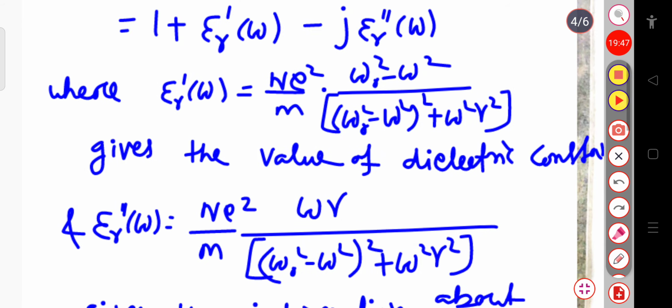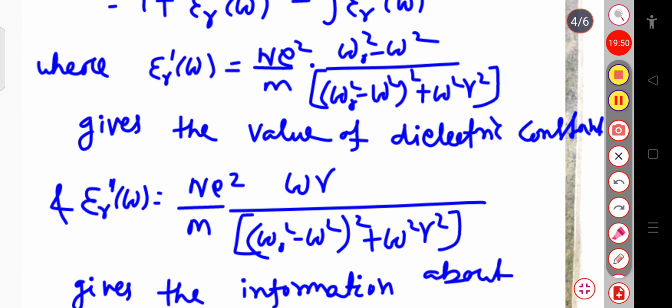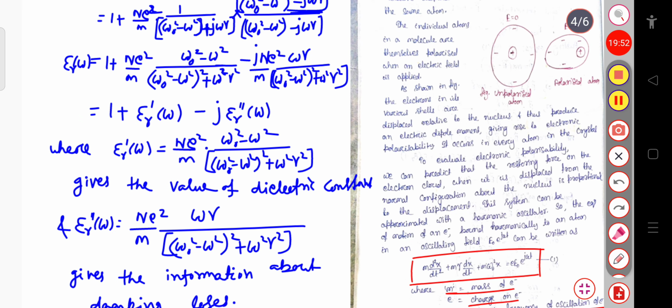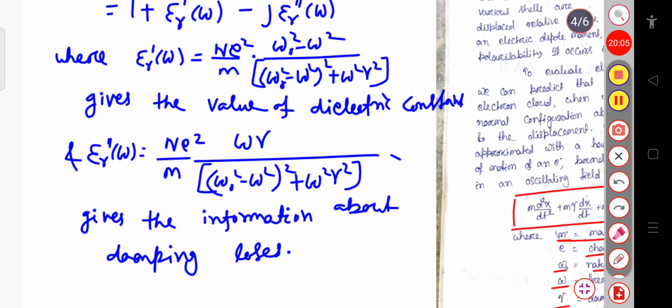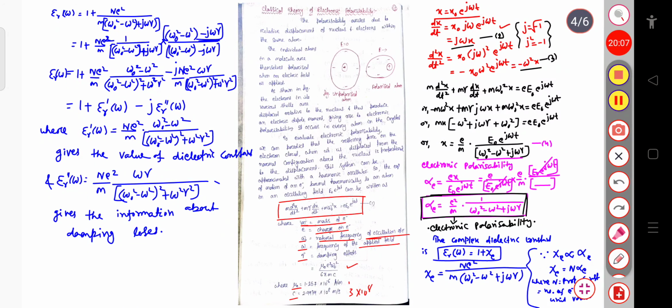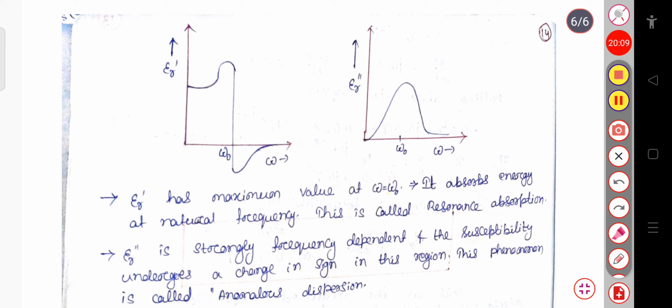So from this expression you can see the two values, epsilon r prime omega and epsilon r double prime of omega. One gives the dielectric constant and the other gives the damping losses. Now if you plot the curve between omega and epsilon r prime, and also omega versus epsilon r double prime, the graph will be represented like this.